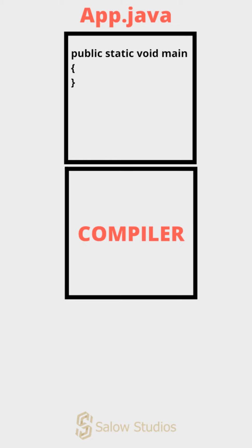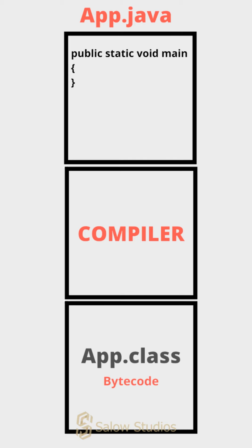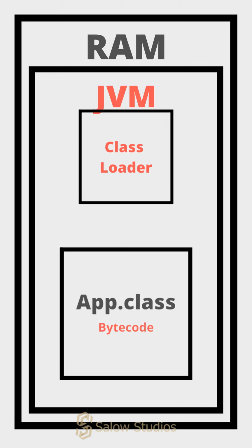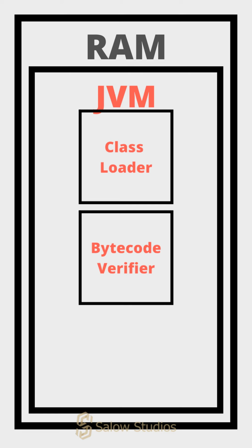When we compile, the compiler will compile the files and produce a .class file which consists of the bytecode. JVM resides on the RAM, and during the execution, using class loader, the .class files are brought on the RAM. The bytecode is verified by the bytecode verifier in JVM.